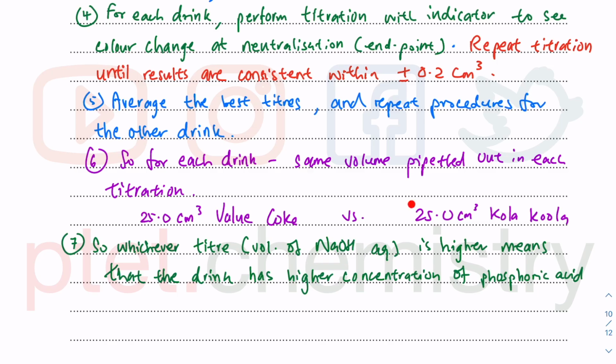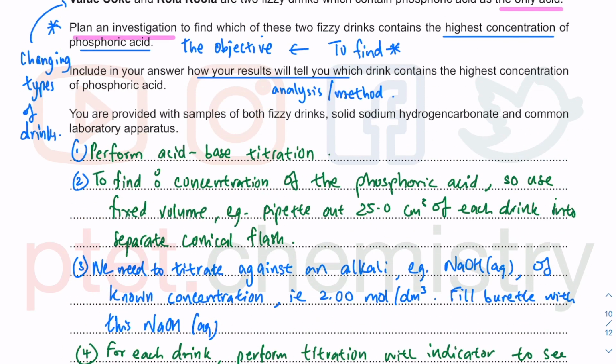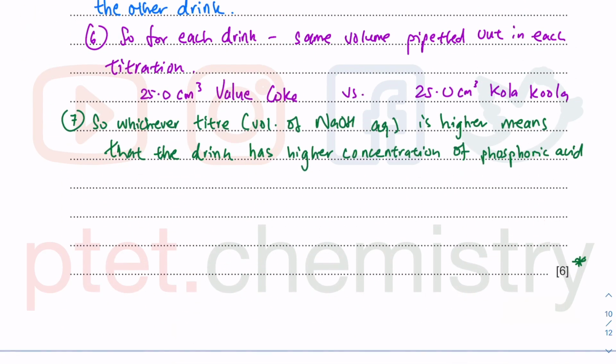Then take the average of titres, but you must talk about comparisons, because it says describe in your answer how your result will tell you which one contains a higher concentration of phosphoric acid. That's pretty much all the space I have there. But what else could I have talked about here?